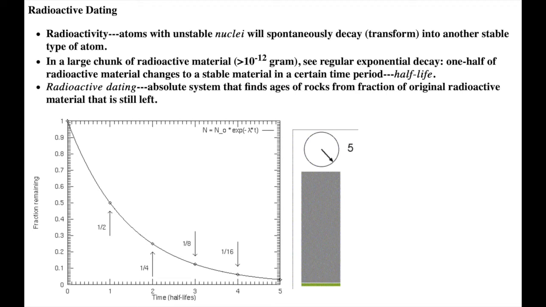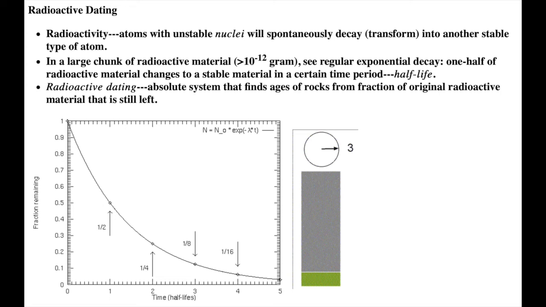When you have a large enough chunk of radioactive material, and large enough being relative to an atom, so anything larger than a trillionth of a gram, you will see a nice regular exponential decay in this type of spontaneous transformation from an unstable nucleus to a stable nucleus. For example, uranium changing to lead. You see 1/2 of the radioactive material changing to a stable material in a certain time period called the half-life.